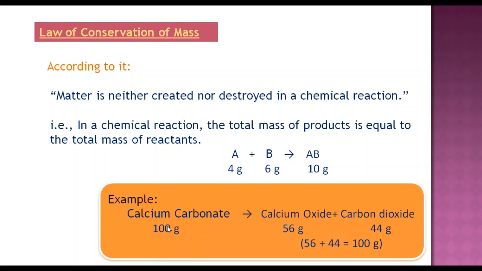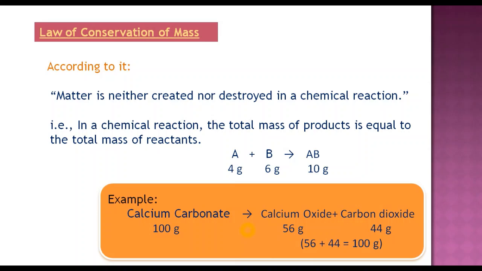Now see, calcium carbonate is the reactant here, and the mass of the reactant is 100 grams. Now to verify this law of conservation of mass, the total mass of products should also be equal to 100 grams. If you add up 56 and 44, you will get 100 grams. Again, this example shows that the total mass of reactants is always equal to the total mass of products during a chemical reaction. Mass remains the same, it remains conserved. So this example supports the law of conservation of mass, right?